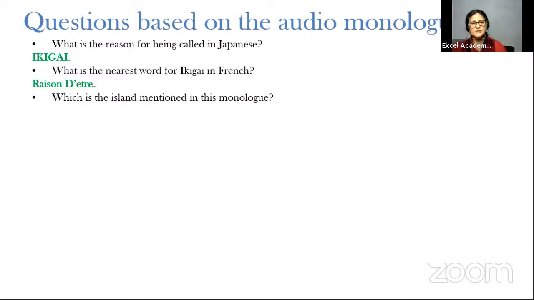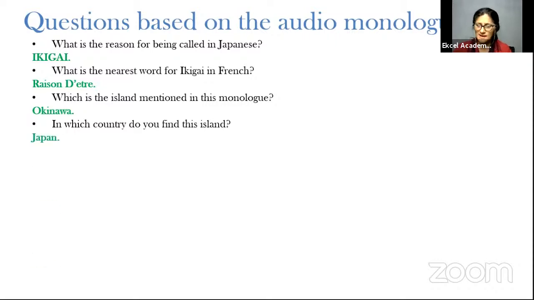What was the island mentioned in this monologue? It's a very direct question because it was mentioned as it is. Okinawa. The third question is, in which country do you find this island? Yeah, very, very simple question. Even if you had not heard, you can go back to the previous questions and then get the answer. There's a trick for every trade. Japan.